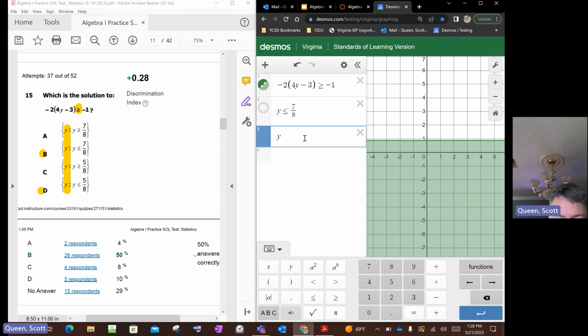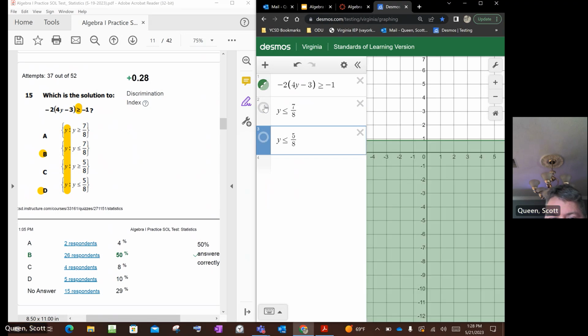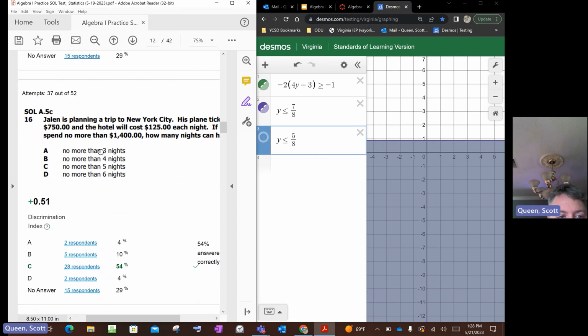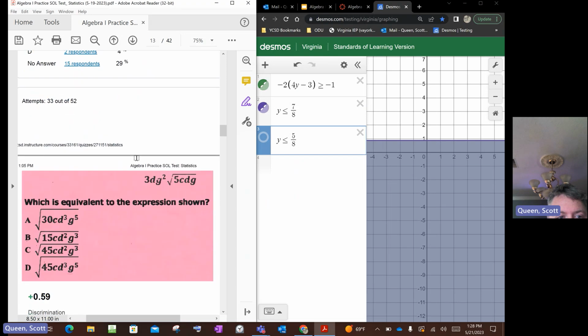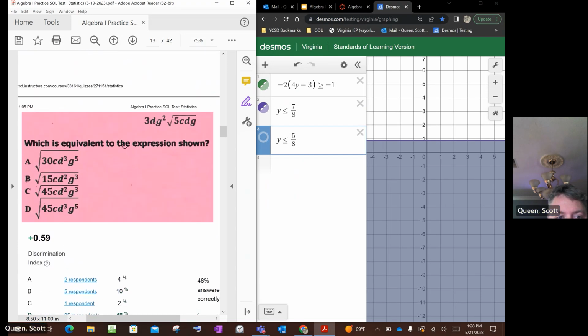Y is less than or equal to 5/8. Close, but not close enough. Clearly, that B was the answer right here. There is my answer. B. Some people made this too difficult. I don't know why, but moving on. Ooh, lots of words. We'll come back to that. Scary, run. Okay, so next one up.